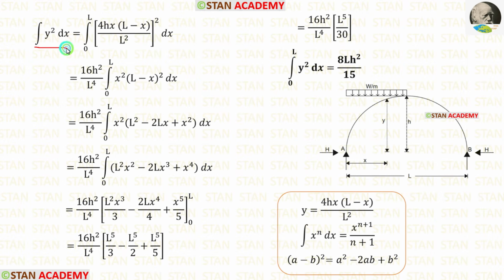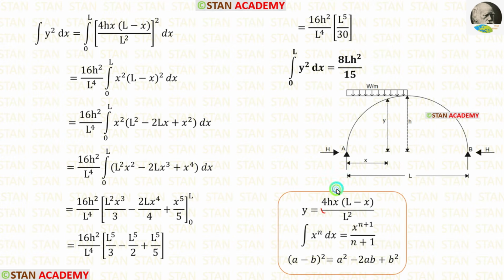To calculate integration of y square dx, only one section is enough because the value of y will be changing constantly. So only one section is enough. We can make the section randomly anywhere. I have made the section randomly here. The limits for the integration will be 0 to L. We know the formula for y, 4hx into L minus x by L square. We can apply that here.